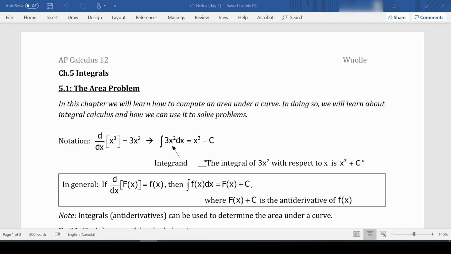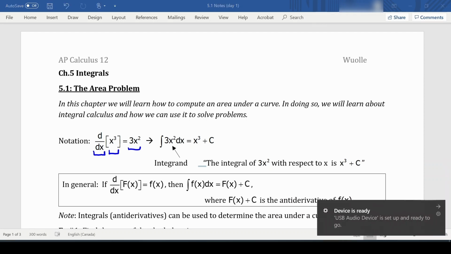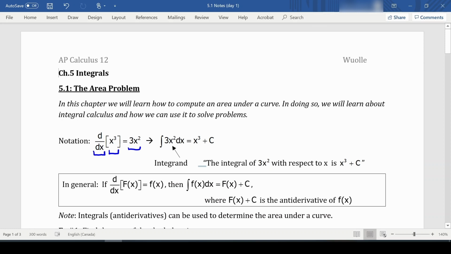So just a little reminder, if we have d/dx of x cubed, this means please take the derivative of x cubed, and the answer to that would be 3x squared. Now, if we wanted to go backwards, we would say the integral of 3x squared dx is equal to x cubed plus c. 3x squared dx is our integrand, and again, we read this as the integral of 3x squared with respect to x is x cubed plus c.